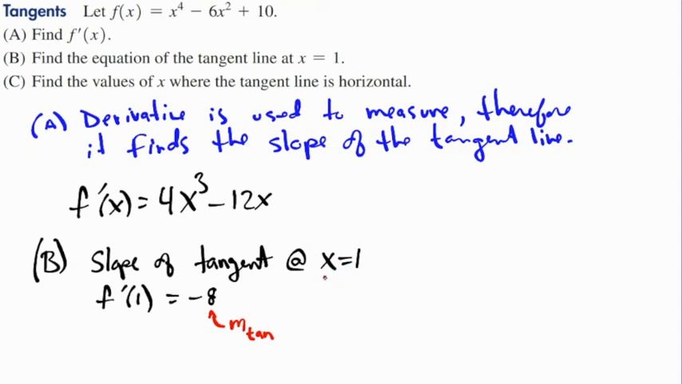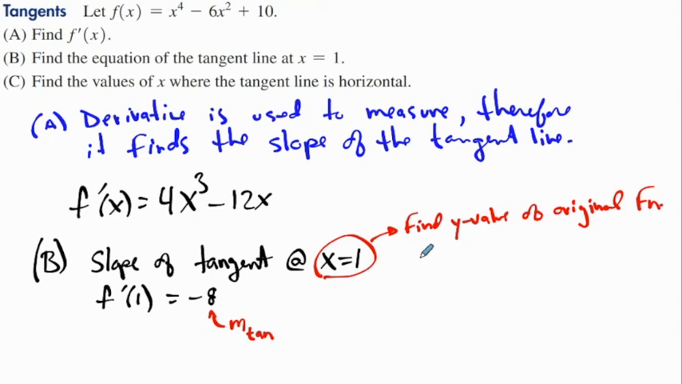But now we need to use this point to find the y value that goes with it. Find y value of original function. So f of 1, not f prime of 1, but f of 1. If we come up here, we would get 1 minus 6, which is negative 5, plus 10, which is positive 5. So that gives us an ordered pair of 1, 5, and that ordered pair is our tangent point.